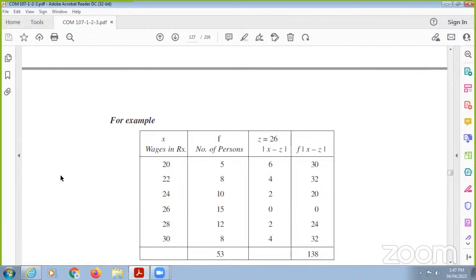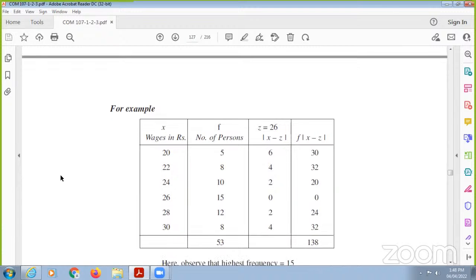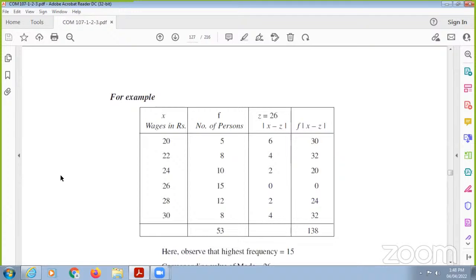5 into 6, 30. 8 into 4, 32. 10 into 2, 20. 15 multiplied by 0. Remember that any number multiplied by 0, the answer will be 0. So here 15 multiplied by 0, 0. 12 into 2, 24, 3 into 4, 12 here. Now the total of the second column is 53 and the total of the fourth column is 138.